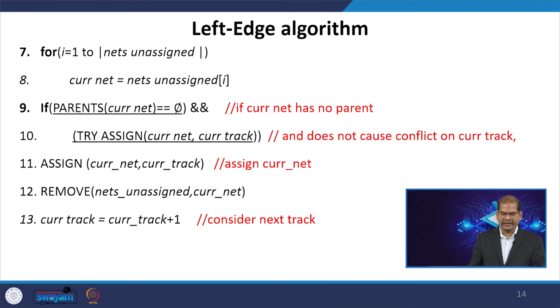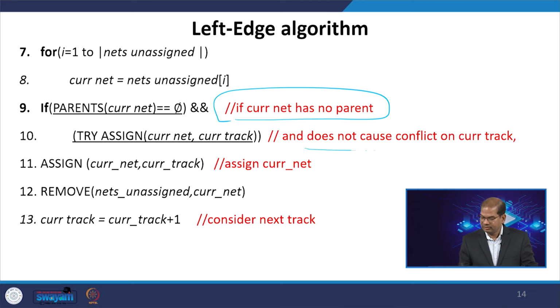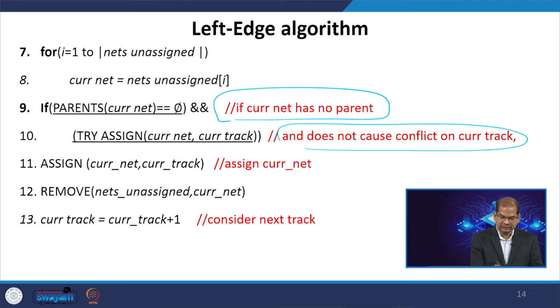So, for i equal to 1 to all the unassigned nets, your current net is the first net in the net list, and here it checks two things. One is if the current net has no parents, and it does not have any conflict on the track. These are two conditions in the same if statement. One condition is that your current net has no parents and it does not have a conflict on the current track.